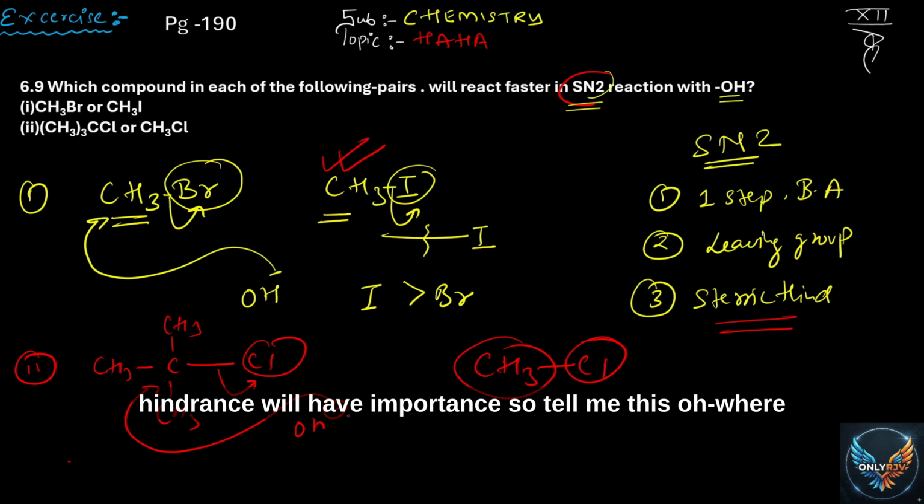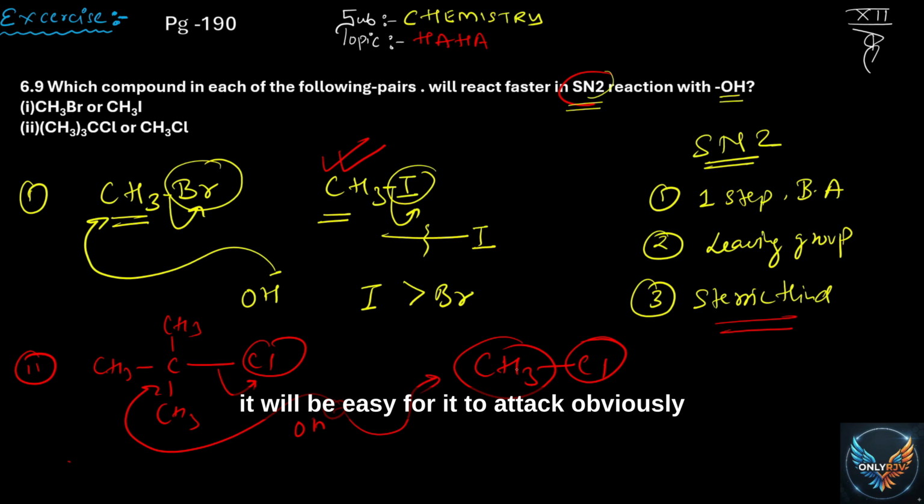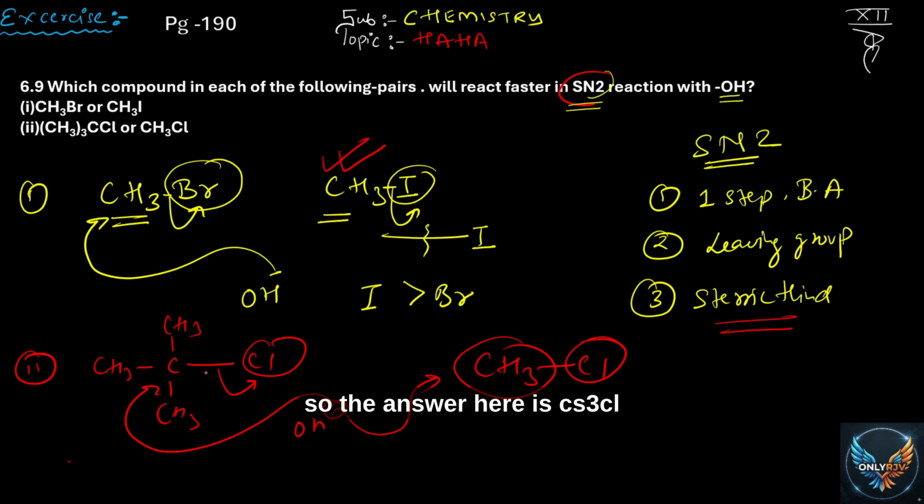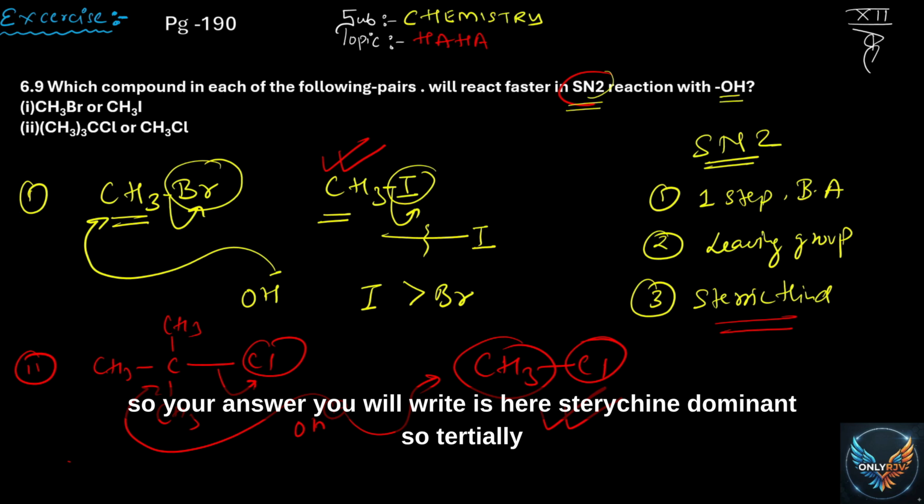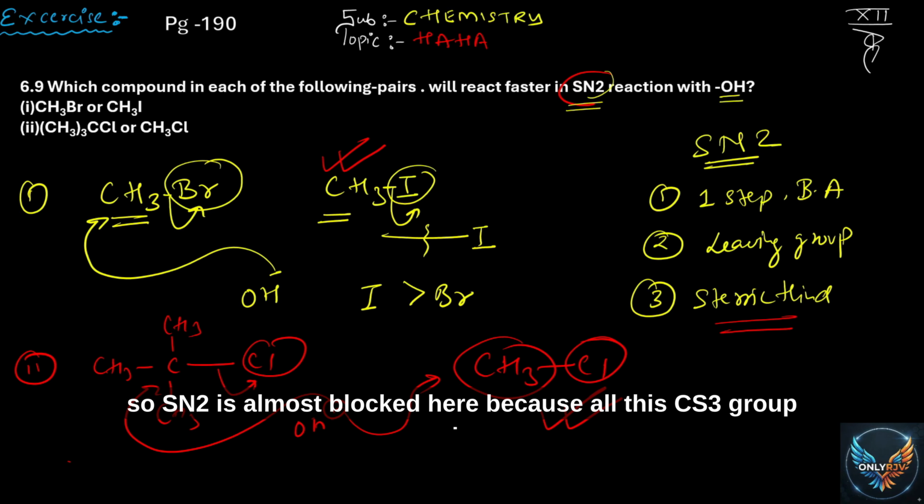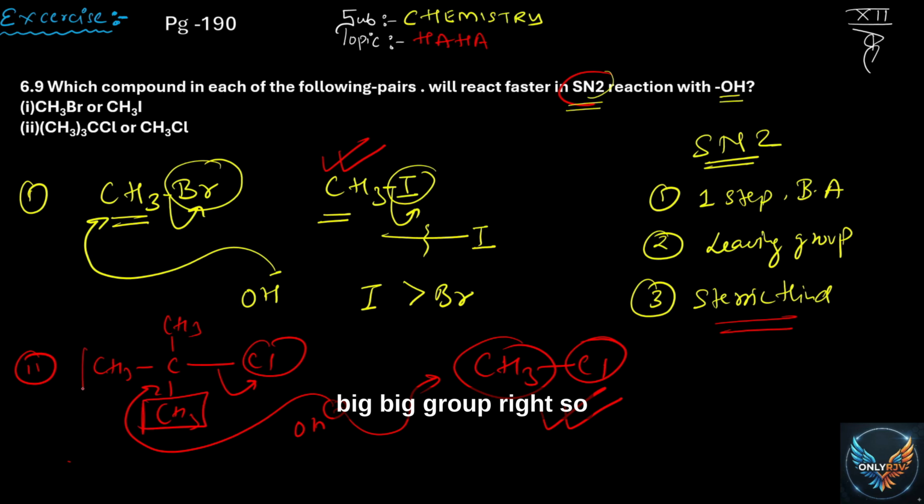So tell me, where will it be easy for this OH minus to attack? Obviously to CH3Cl only, because here there is too much crowdedness, right? So the answer here is CH3Cl. Your answer you will write is that steric hindrance dominates. So tertiary butyl chloride, which is given, has very high bulkiness. SN2 is almost blocked here because all these CH3 groups are big groups, right?